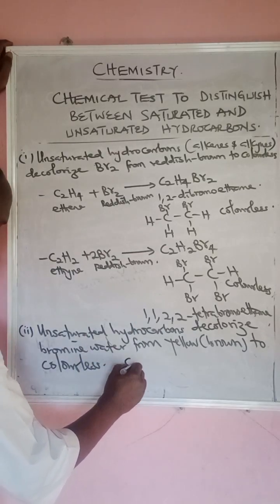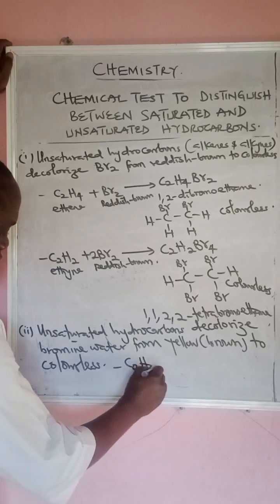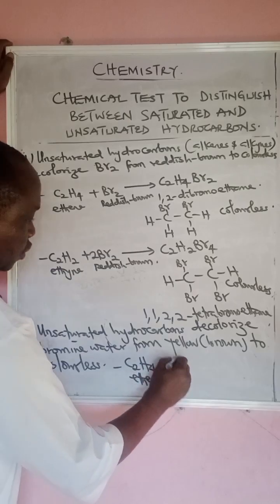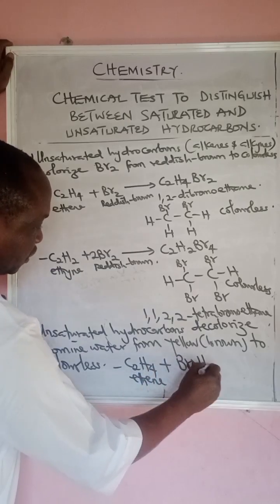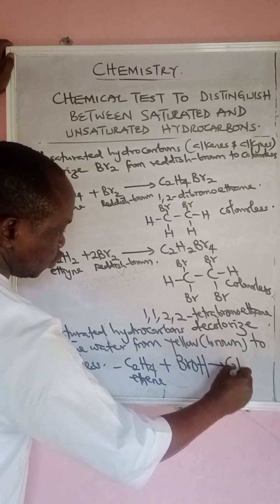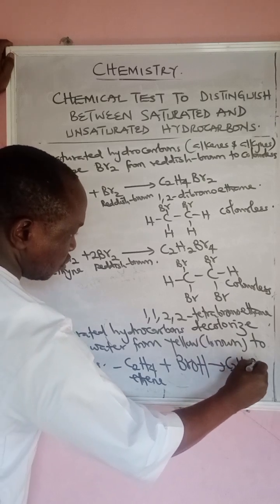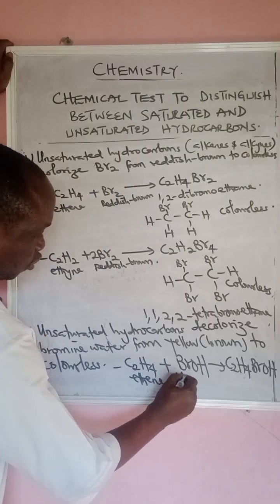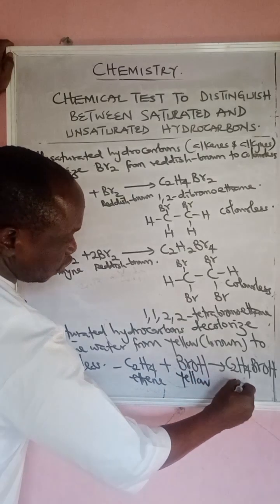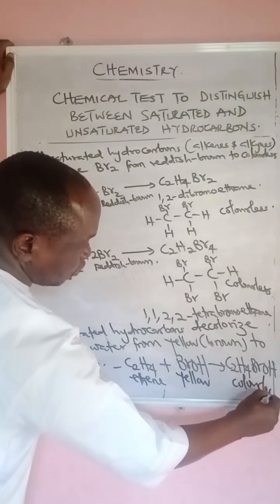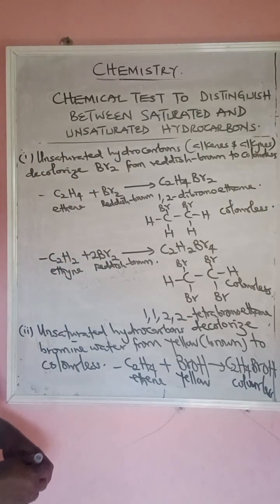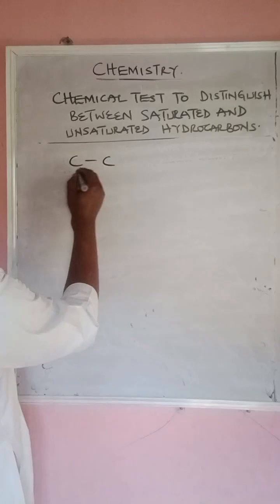You form the equation you have. Let me start with ethene. C2H4, that is ethene, plus BrOH. It forms C2H4BrOH. So this one is yellow or brown. This will be colorless. It's written as this.